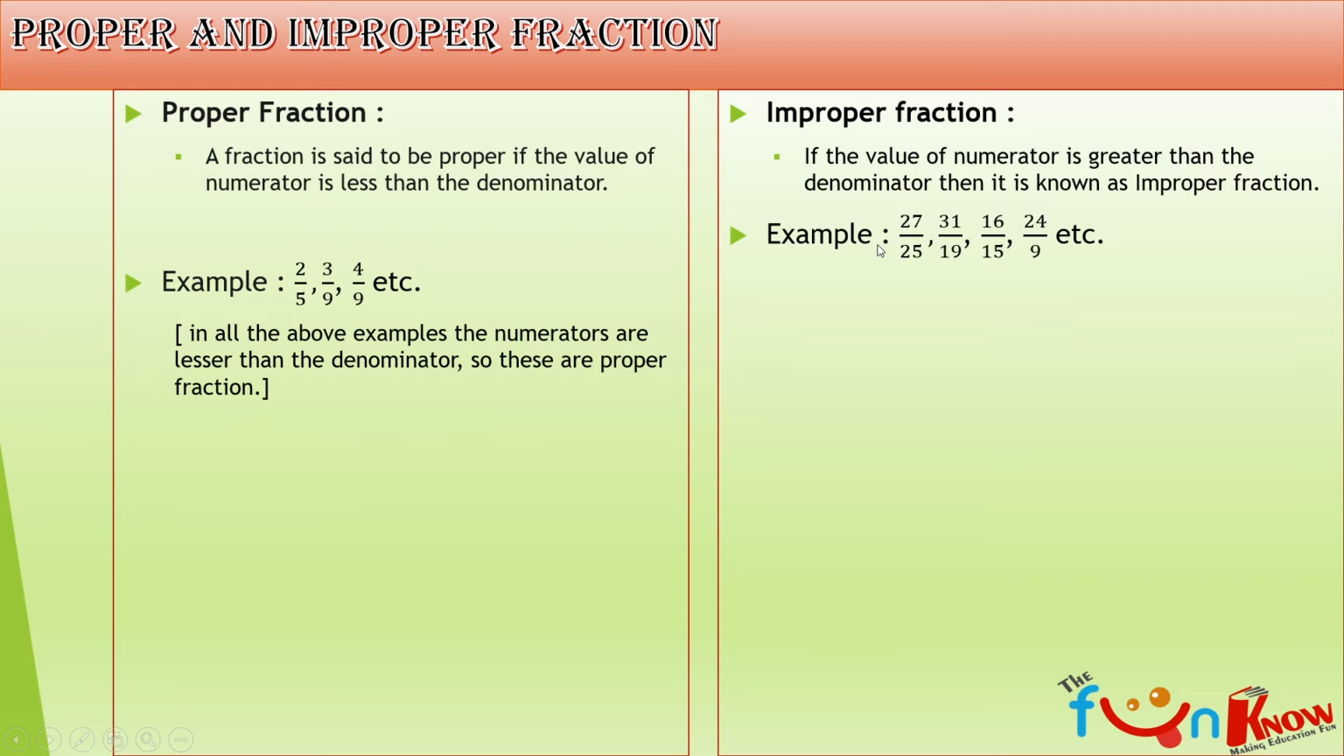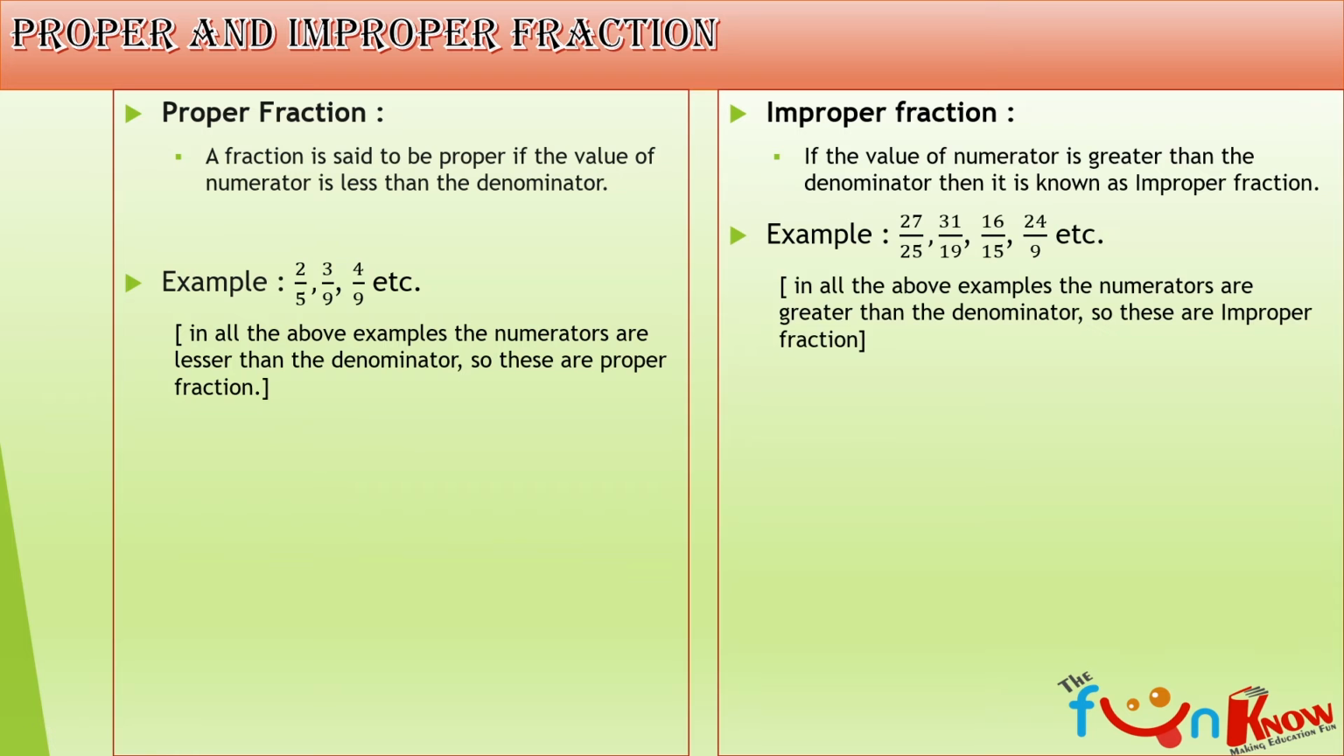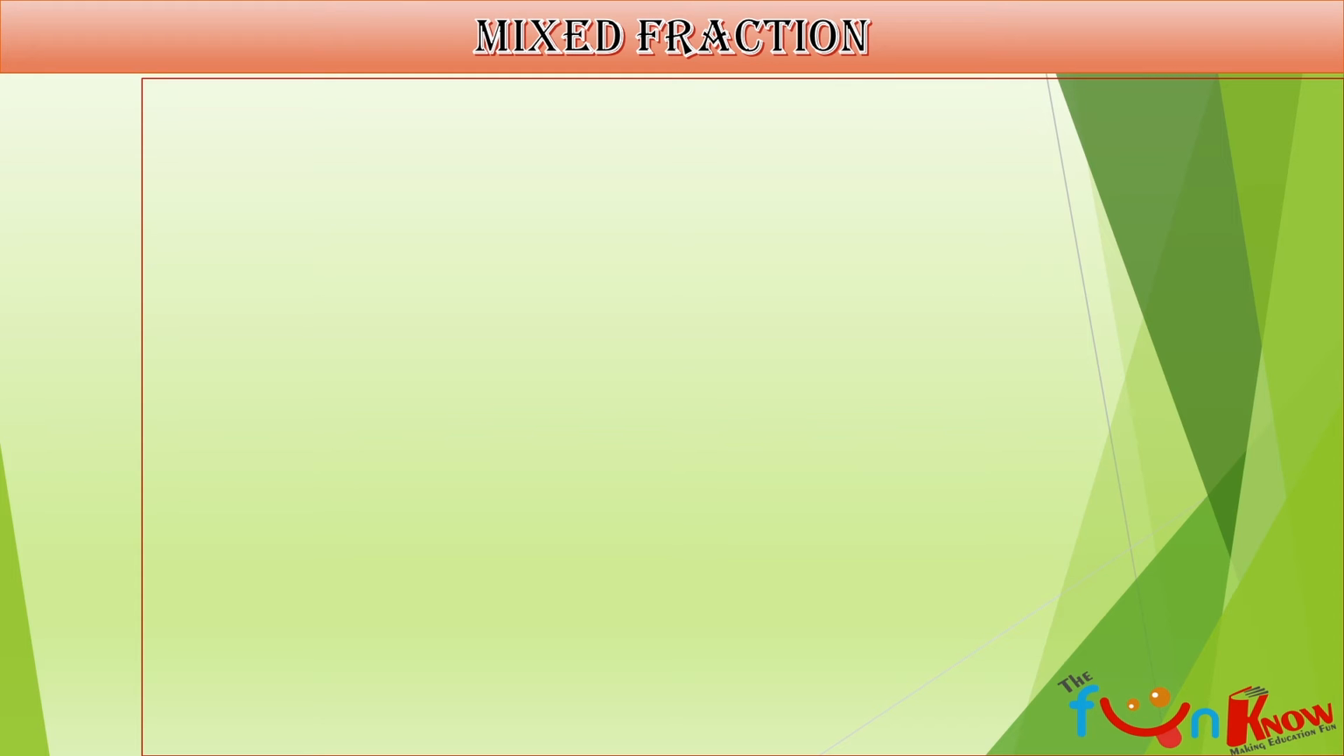27 is greater than 25, that's why it is an improper fraction. 31 is greater than 19, improper fraction. 16 is greater than 15, 24 is greater than 9. That's why in all these examples you can see that when the denominator is less and the numerator is greater, it is known as an improper fraction.